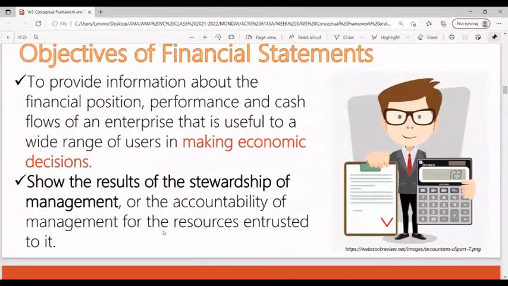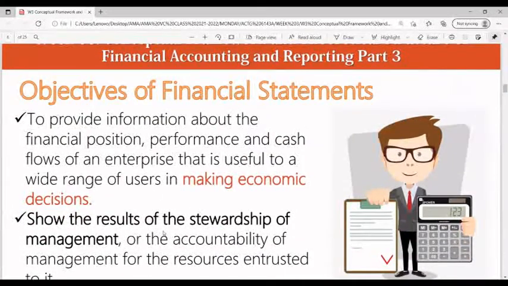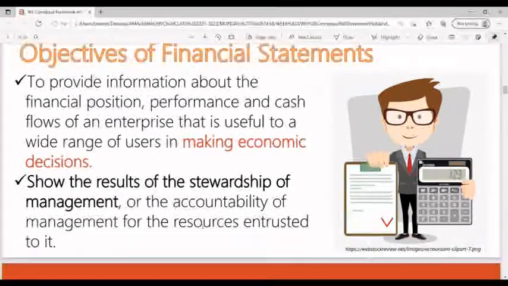The objective of financial statements is to provide information about the financial position, performance, and cash flows of an enterprise that is useful to a wide range of users in making economic decisions. As I already discussed from the start, this is important for the decision makers. Those users are the owners, the business managers, the board of directors, or the stockholders. It also shows the results of stewardship of management, or the accountability of management for the resources entrusted to it.